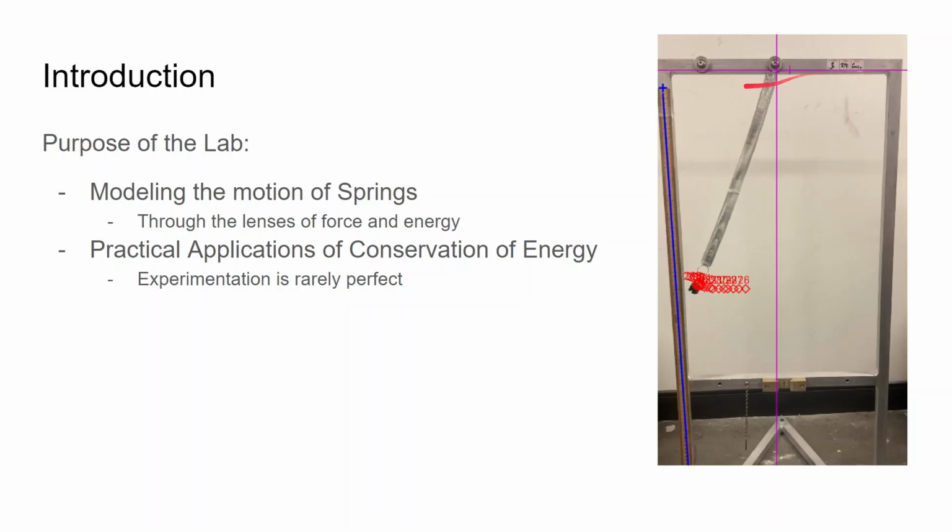As seen on the right, this is our setup, along with the practical applications of conservation of energy, and how experimentation is rarely perfect. As seen in this lab, sometimes the physics principles are slightly off due to things that we may not be accounting for.